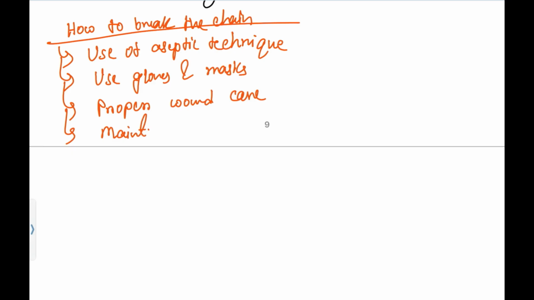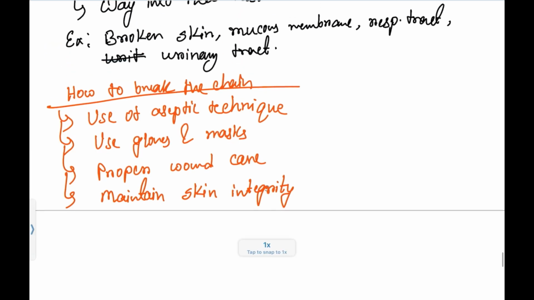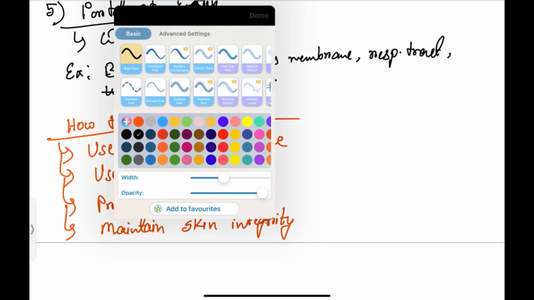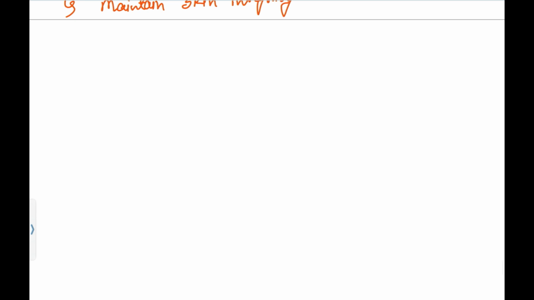Maintain the skin integrity. We need to check whether there is any cut over the skin or not, because this is a way microorganisms can take the path to get into our body. So maintaining the skin integrity is also very important. So we have discussed portal of entry. Now coming to the last step. Last step means the last component is susceptible host.